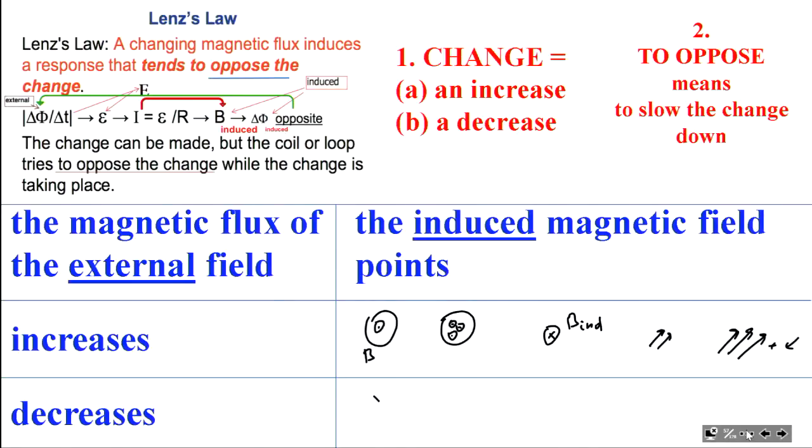Now, what does a decrease mean? Here, I'm going to start from a situation when we have a lot of magnetic field lines, and then the number of magnetic field lines decreases, flux drops. To slow that change down, the induced magnetic field now should be parallel to the external, because what's happening? We have a lot of magnetic field lines, and then the number drops. To slow it down, we should add magnetic field lines in the same direction. That's what slow down means.